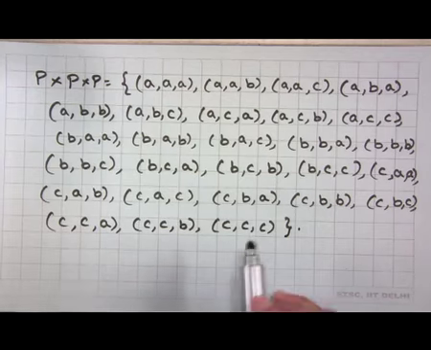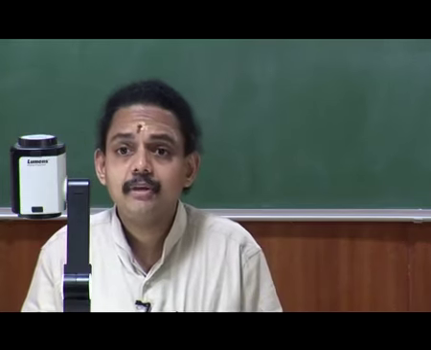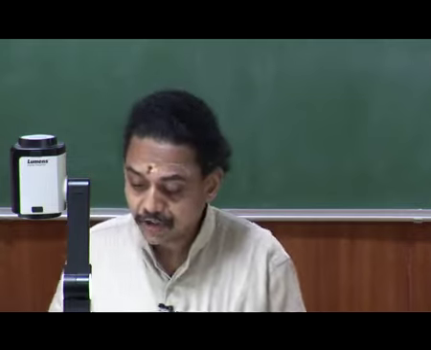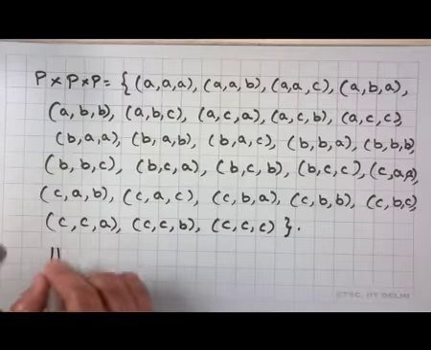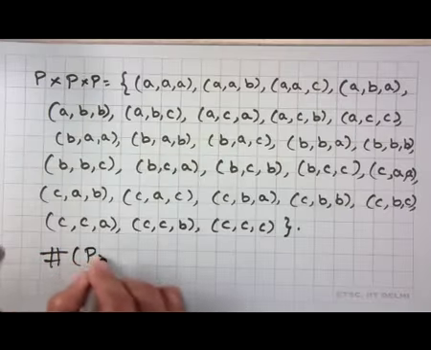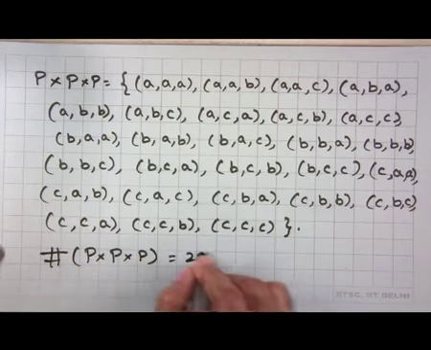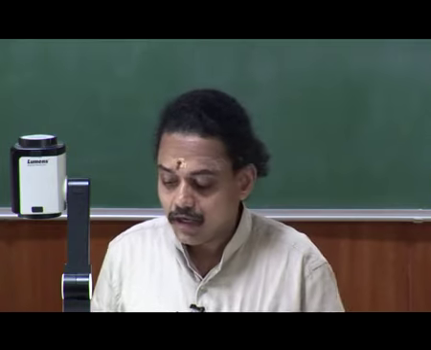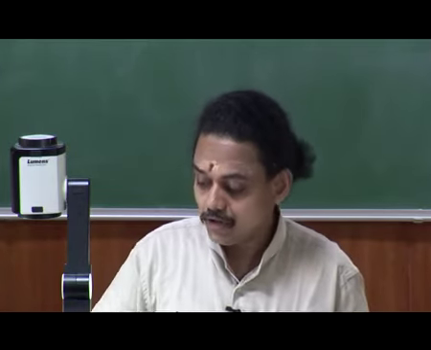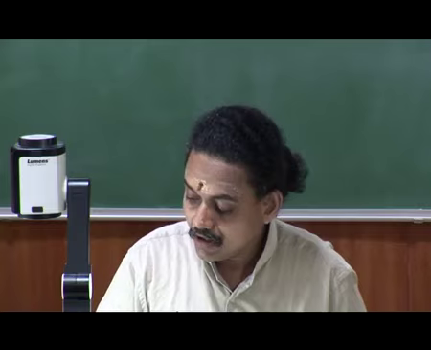You can notice that this Cartesian product P cross P cross P is going to have a total number of elements of 27. Now, with all these things, let us move on to the next topic, what are known as relations.